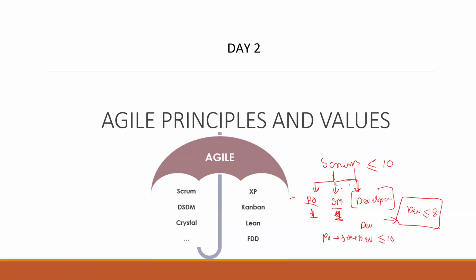So excluding the Scrum Master and product owner, the developers can be a maximum of 8 people. If it is beyond 8, split your team, have another Scrum team. That is said in the Scrum guide. We will talk about that.